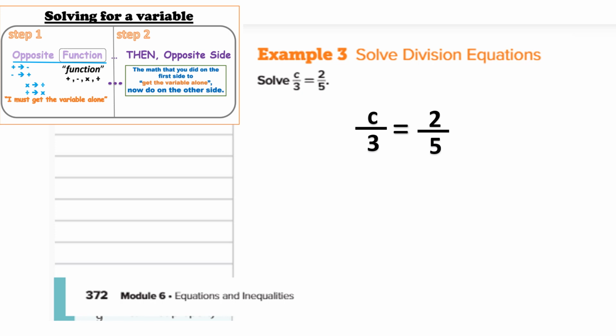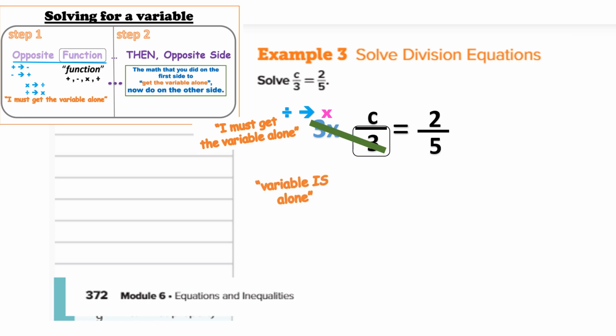So I have to get my variable alone. What am I doing to my variable? Well, my variable is c, and I'm dividing by 3. So in order to get the c alone, I'm going to multiply by 3. So if I multiply by 3, then I show that I cancel those out. And then I've done step 1. So now I'm going to drop down my c is equal to, and I'm going to go to step 2. I do it on the opposite side.